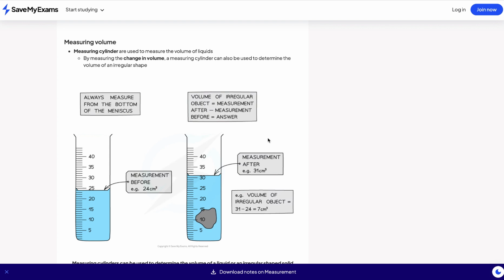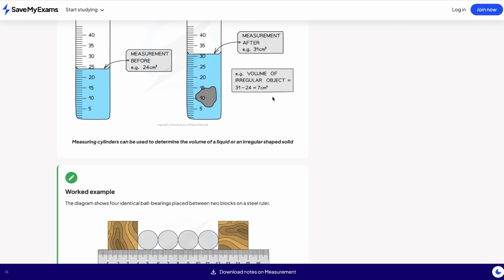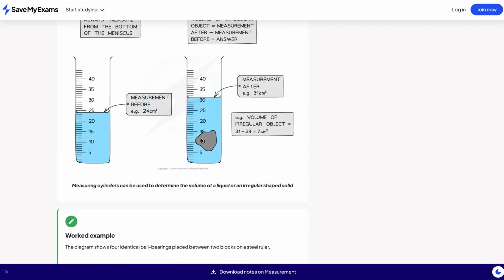But before we get there, if you want to measure the volume of a stone, you know a stone is an irregular shaped object. First of all, you pour some liquid or water into a measuring cylinder, let's say 24 centimeter cube. Then you write down the volume of the water originally before you put the stone inside, 24 centimeter cube, and then you put the irregular stone inside the same 24 centimeter cube of water. You see the volume would have increased to about 31 centimeter cube because you put a stone.